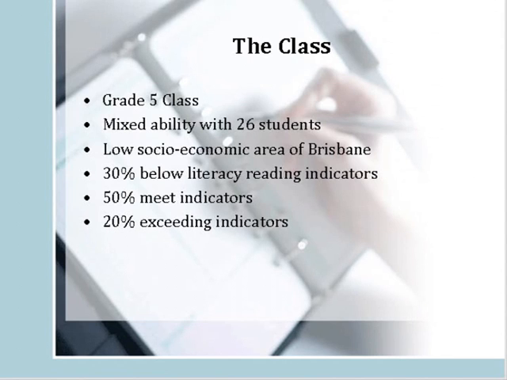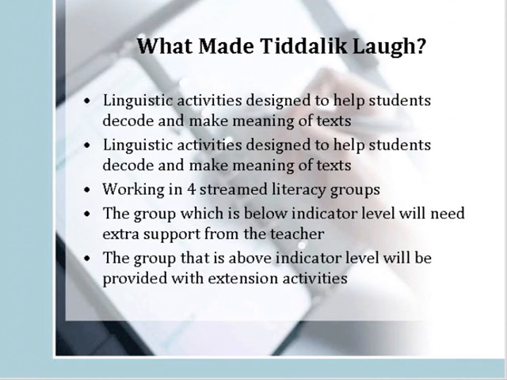Okay, the class scenario. It's a grade 5 class of mixed ability levels with 26 students from a low socio-economic area of Brisbane. There are 30% of the class below literacy reading indicators, 50% of the class meet indicators, and 20% of the class are exceeding indicators. This unit is based on linguistic activities that have been designed to help the students decode and make meaning from text to improve reading fluency.